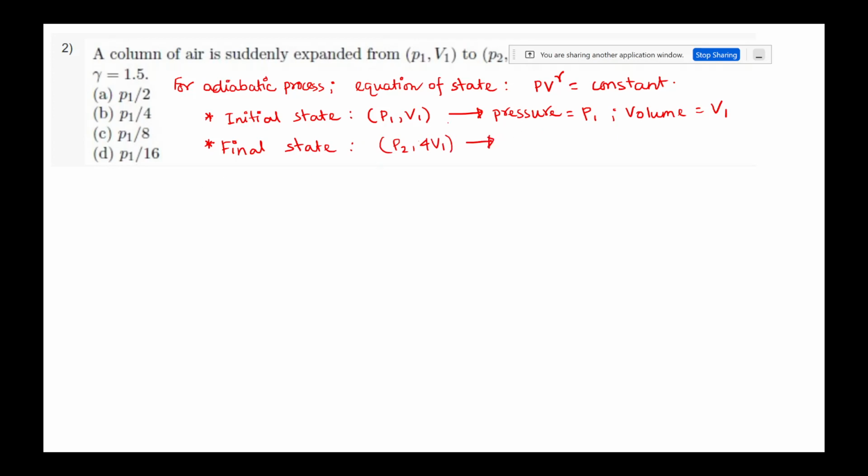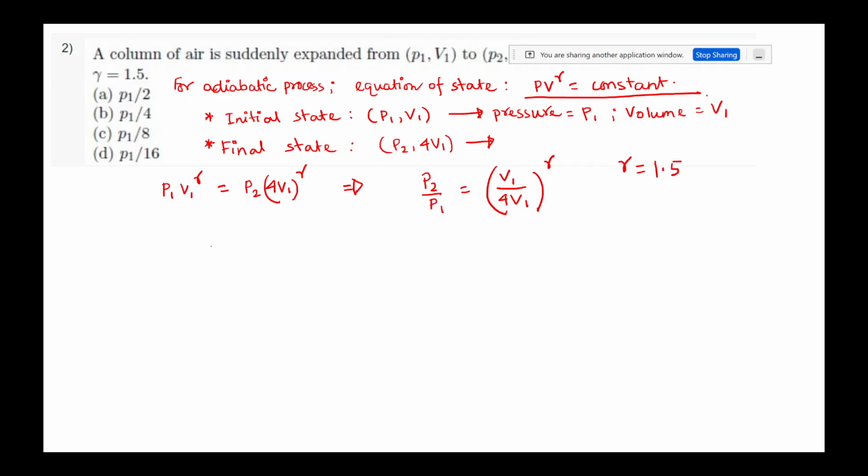Now we will use this equation of state, PV to the power gamma equal to constant. So first, P1 V1 to the power gamma is constant, and that will be equal to P2 times 4 V1 to the power gamma, right? Now if you calculate P2 by P1, that comes to be V1 by 4 V1 to the power gamma. And what is the value of gamma? Gamma is equal to 1.5.